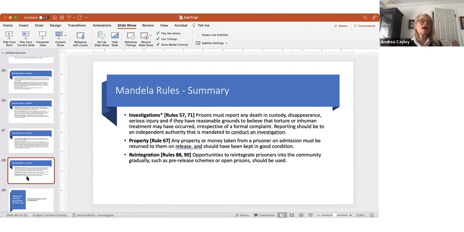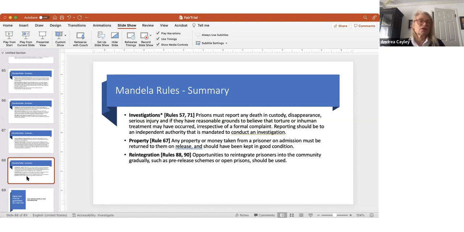Mandela Rule summary: investigations. Prisoners must report any death in custody, disappearance, serious injury, and if they believe that torture or inhumane treatment may have occurred, irrespective of a formal complaint. So if you're working with an individual and he hasn't filed a complaint, but you see evidence of anything such as this, such as injury, torture, you have to report it immediately to an independent authority.